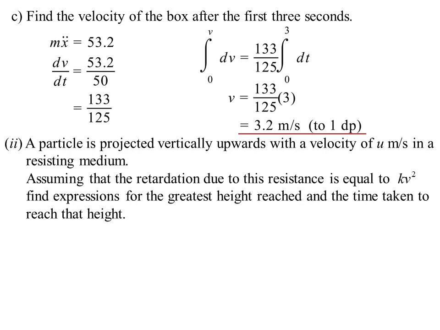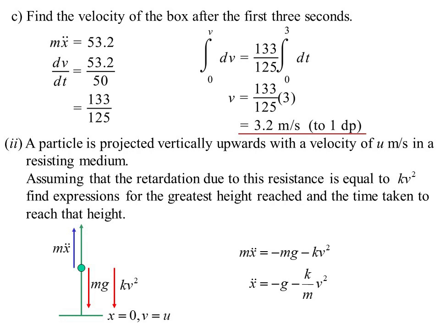Let's draw ourselves a picture. m x double dot. Remember, in actual force diagrams, you don't put the resultant force on. I'm just writing it there so we know that's the direction I'm taking to be positive. We have mg going down. We also have this resistive force, which they've told me is kv squared, going down. I also know that when x equals 0, the velocity is equal to u.